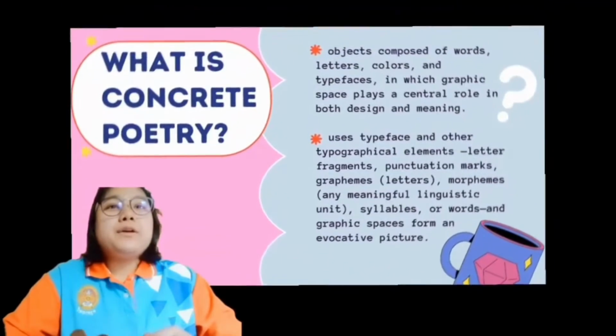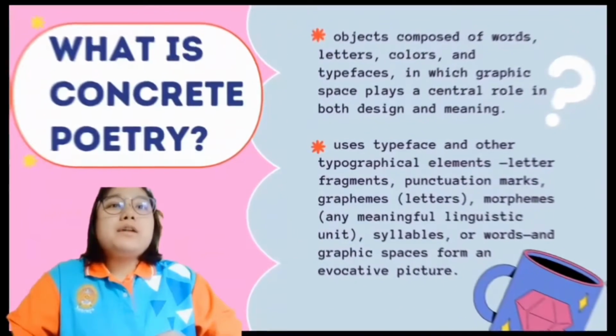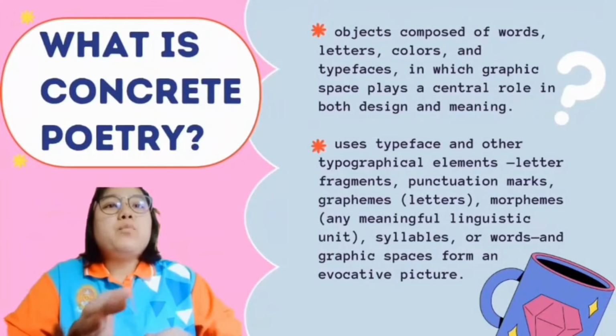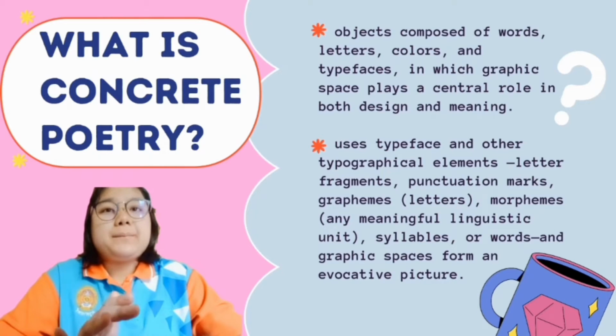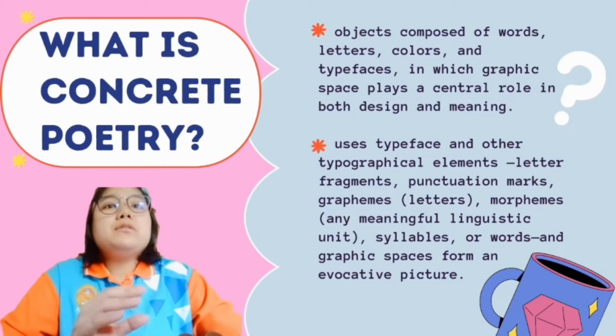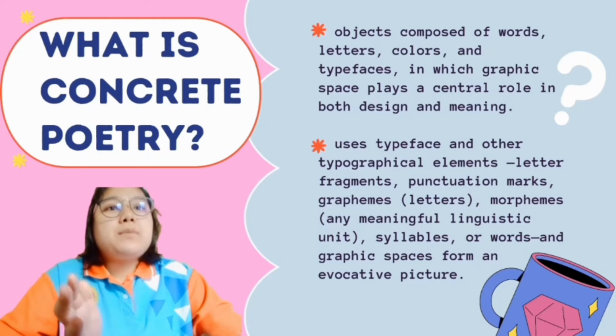What is concrete poetry? Concrete poetry is an object composed of words, letters, colors, and typefaces, in which graphic space plays a central role in both design and meaning. Concrete poetry uses typeface and other typographical elements, letters, fragments, punctuation marks, graphemes, morphemes, syllables, or words, and graphic spaces to form an evocative picture.